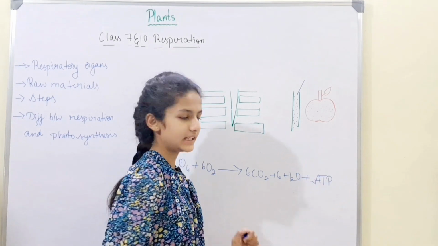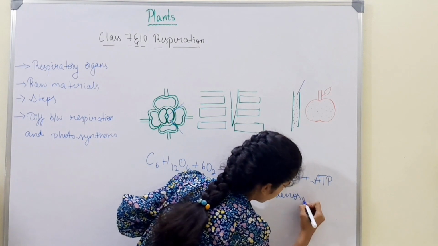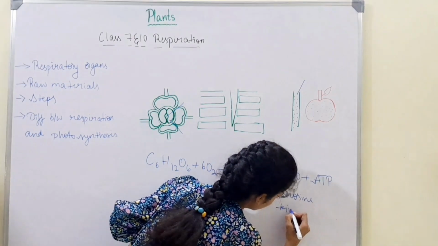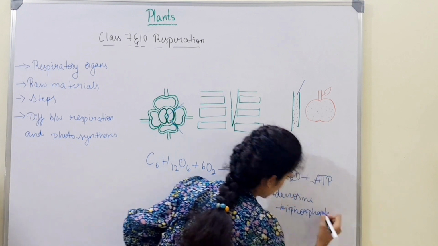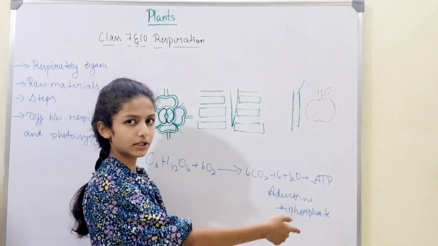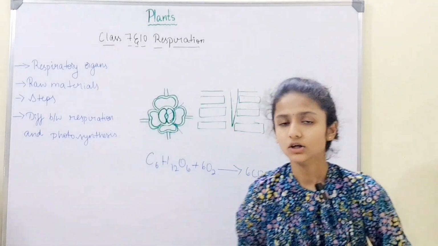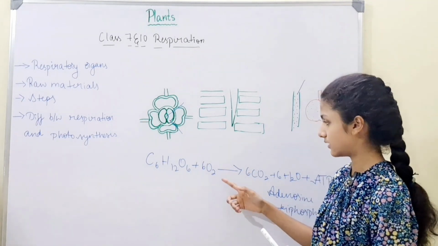The full form of ATP is adenosine triphosphate. This is the full form of ATP. So when oxidization of food takes place, carbon dioxide, water and ATP are released. So the raw materials are glucose, which is the food, plus oxygen.